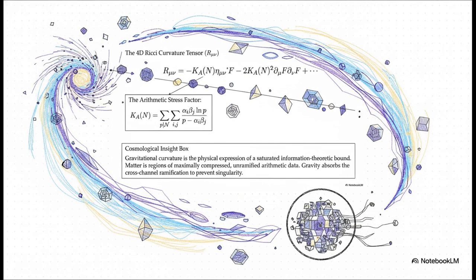This saturation point basically acts as physical mass density. See the formula for the arithmetic stress factor, K sub A of n? It computes the exact coupling constant locked to the prime conductors. Plug that directly into the 4D Ricci curvature tensor R mu nu, and the result is just stunning. What we conventionally call gravity is simply the universe absorbing extra non-commutative phase that the local primes couldn't handle.